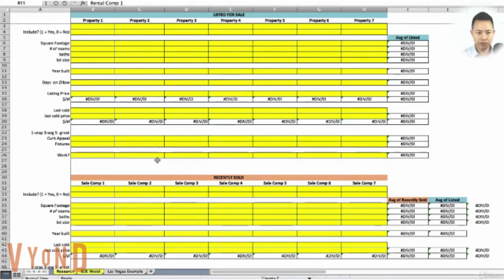So I want you to go to the Research tab first, and what you're going to see in front of you is what's here on the screen right now. You're going to see a lot of yellow cells on the screen. Now, I want to explain first what you're looking at, and then we're going to go ahead and use it.